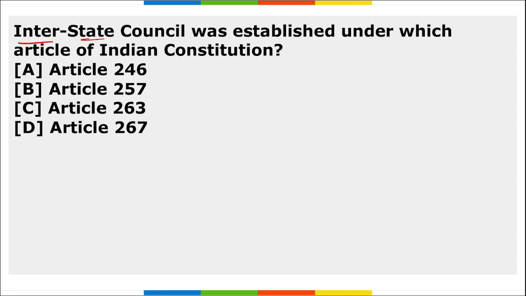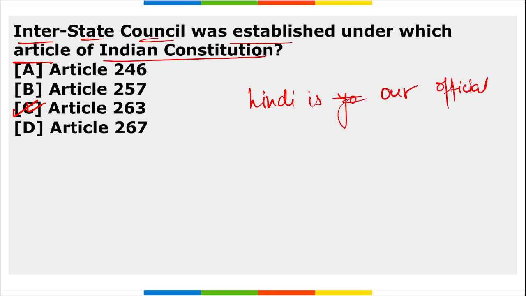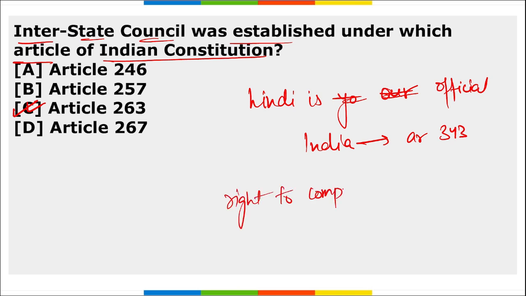Next, the Interstate Council was established under which article of the Indian Constitution? I repeat, the Interstate Council was established under which article of the Indian Constitution? It was your Article 263. If I ask you, Hindi is the official language of India, this comes under Article 343. If it is asked about the right to compulsory education, this came under which article? It was Article 45.